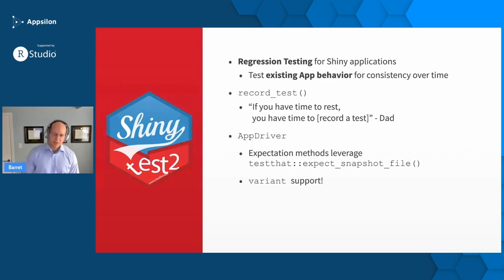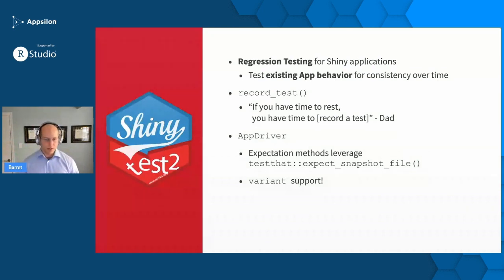shinytest2 is built around the app driver object. This has many expectation methods or getter methods, and the expectations are built around testthat's expect snapshot file. That's because we'll be saving JSONs of the different input-output values of your Shiny application. We'll also be looking at screenshots and saving those to make sure it's pixel perfect from iteration to iteration.